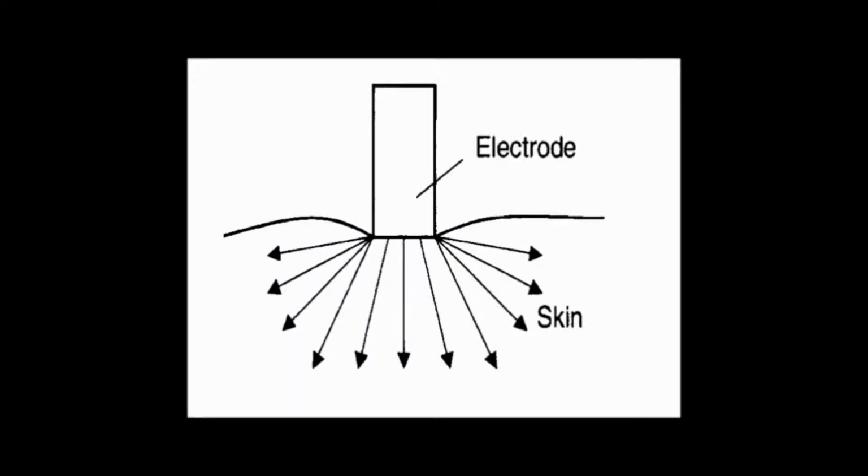The last parameter is the electrode size and the distance between electrodes. In monopolar configuration, the theoretical maximum depth of penetration is half the size of the active electrode. For example, if the electrode length is 10 centimeters, the theoretical depth is approximately 5 centimeters.